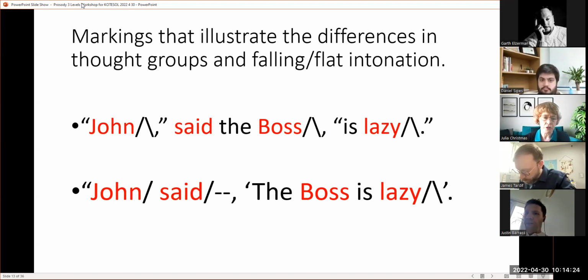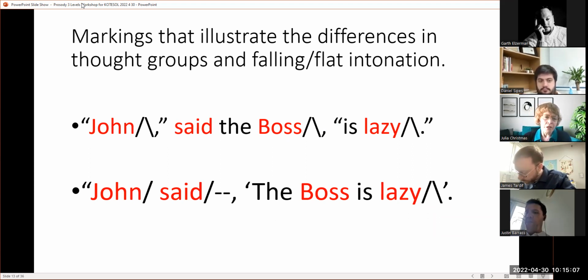But in the second iteration, John said, you could argue that there's no thought group between John and said in the second iteration, but if there's a tiny pause, and I'll explain in a minute, the red, the bolded, those are the stressed words, and we'll talk about stress and de-stress. And the black words are the structure words, and they are non-stressed. And technically you can have only one stressed word in a thought group. And because John is a name and it is stressed, I put a thought group slash there.